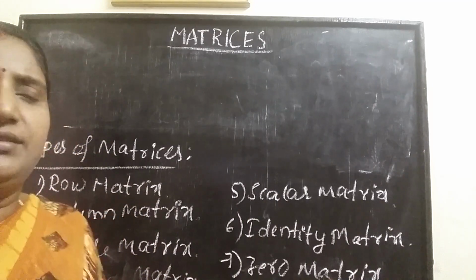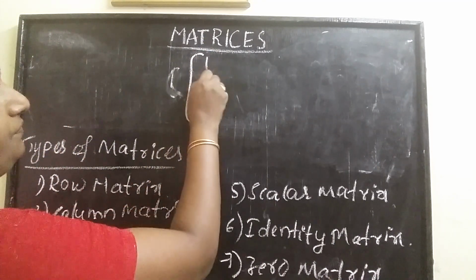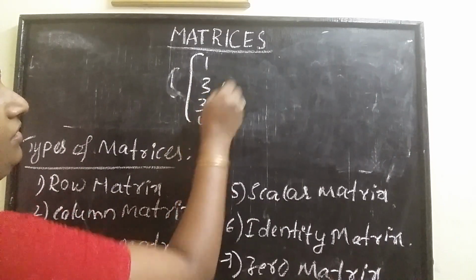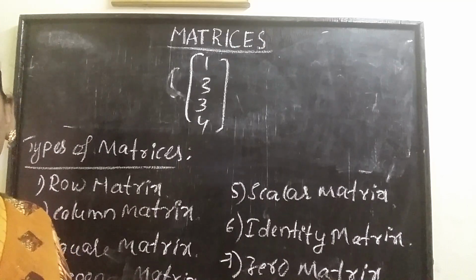Next, column matrix. A column matrix is a matrix that contains only one column. Like this, this matrix contains only one column. That's why it is a column matrix.